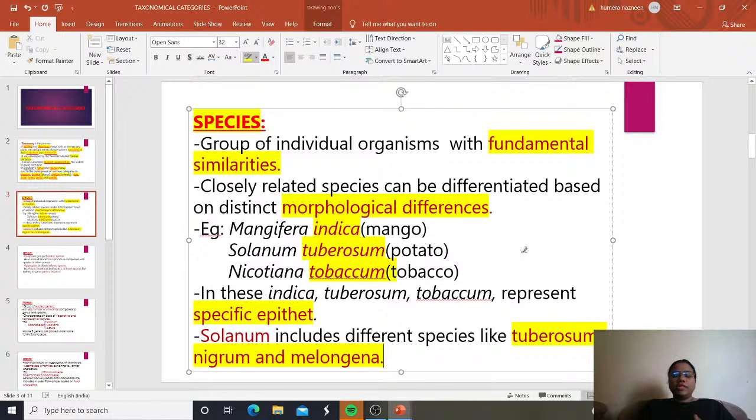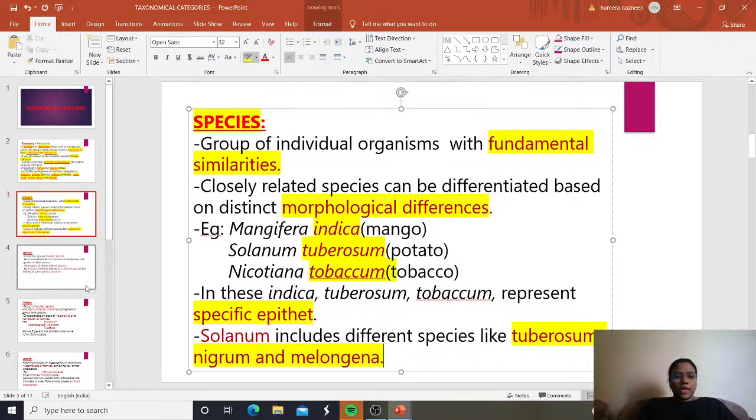Then closely related species can be differentiated based on distinct morphological differences. And examples we have are Mangifera indica, mango; Solanum tuberosum, potato; and Nicotiana tabacum, tobacco. In all these three, indica, tuberosum and tabacum represent the specific epithet, and Solanum tuberosum is potato, in which Solanum is the genus and tuberosum is the species. So Solanum includes other species also like tuberosum, nigrum and melongena. Okay, this was all about species.